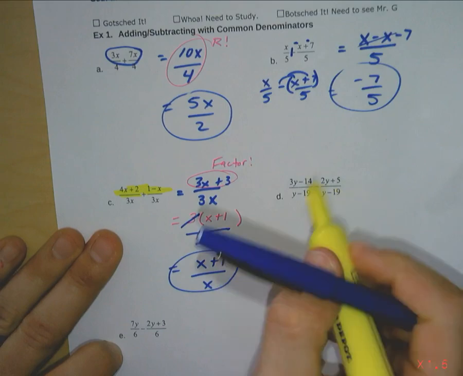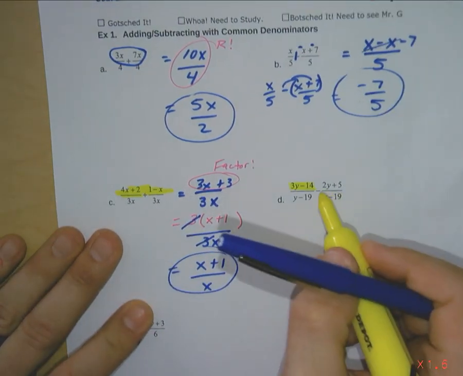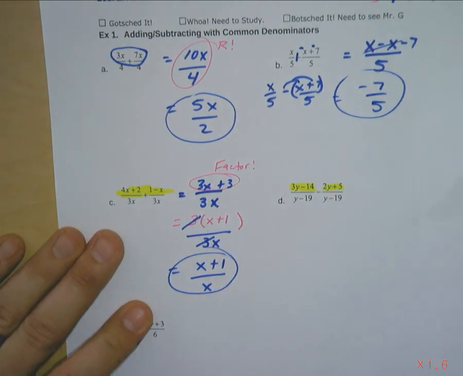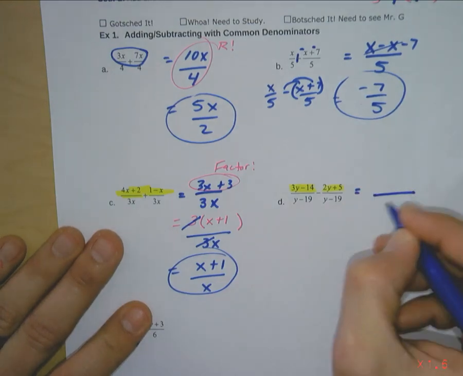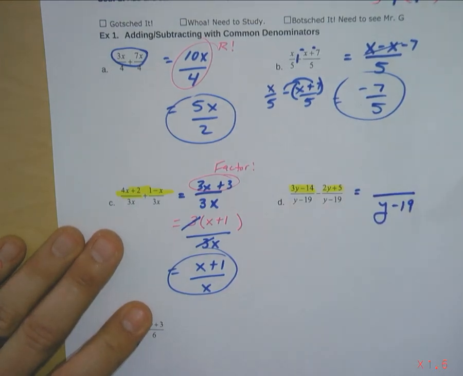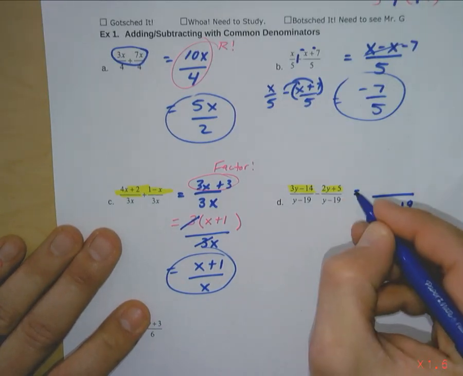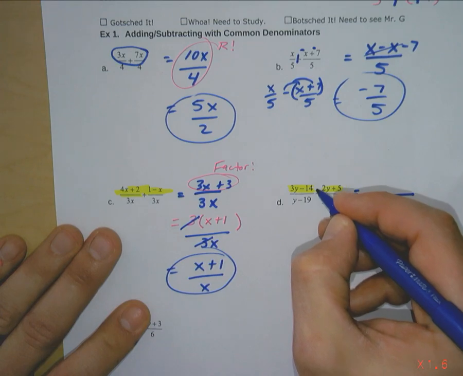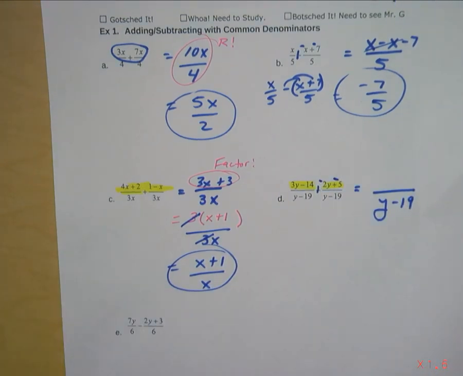Next one, D. I've got 3y minus 14 over y minus 19, and then minus 2y plus 5 over y minus 19. I've got my common denominators, right? So y minus 19 stays my denominator. And now I'm going to subtract the 2y plus 5. Again, what I like to do is make this a plus by making these all negatives, because they're positive. I add the opposite.